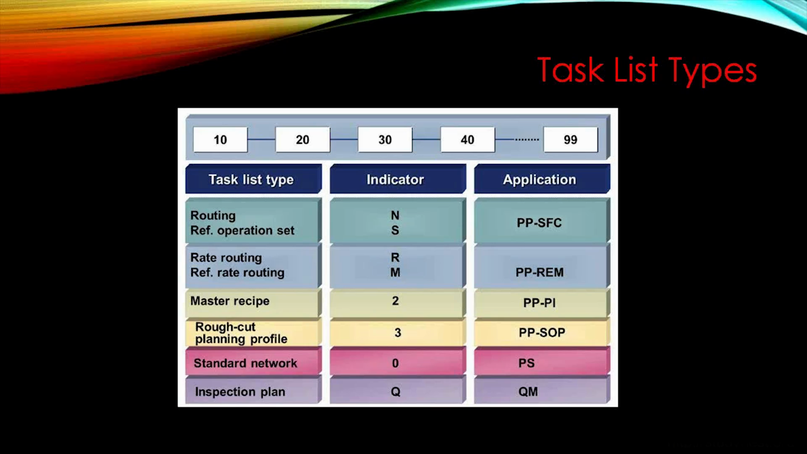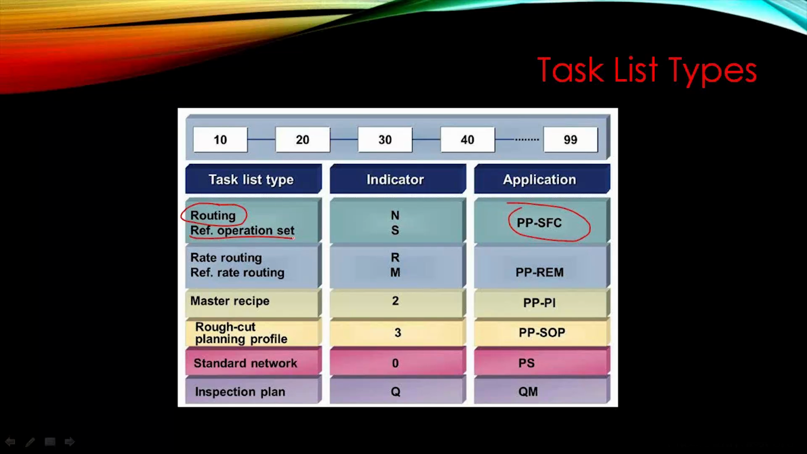So let us see first what is task list and what are the different types of task list we have in SAP PP. So when I say task list, it belongs to the different types of, you can say, routing that we can set up in the different areas of SAP. For example, the standard one, the most commonly used one, is a routing that we're going to study in this class today, and that belongs to the PP SFC area. Then it also has another one called reference operation set that we'll see in another topic later on.